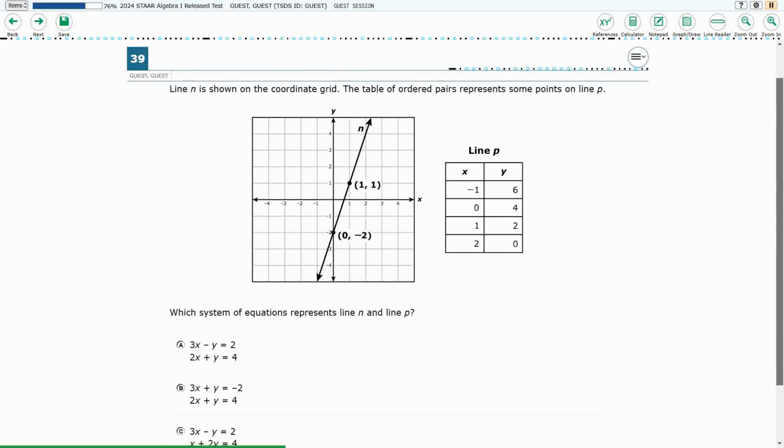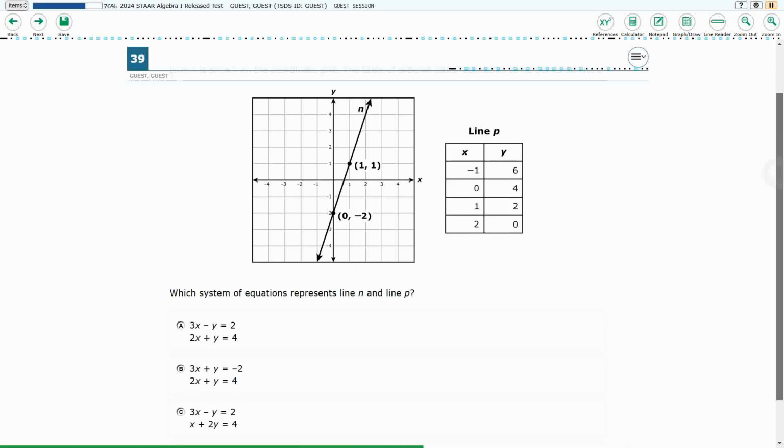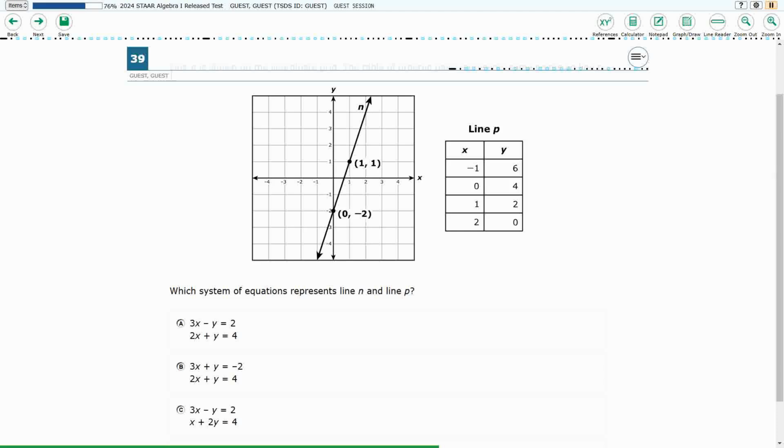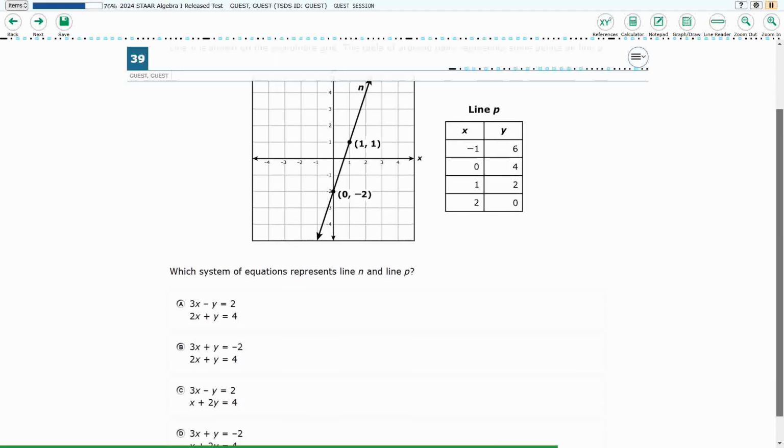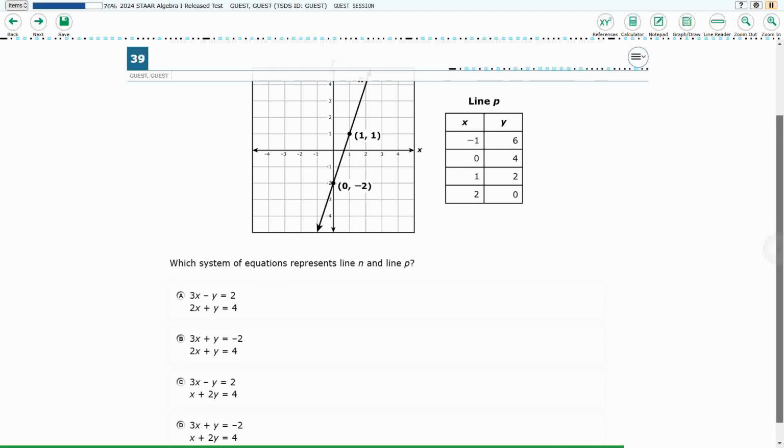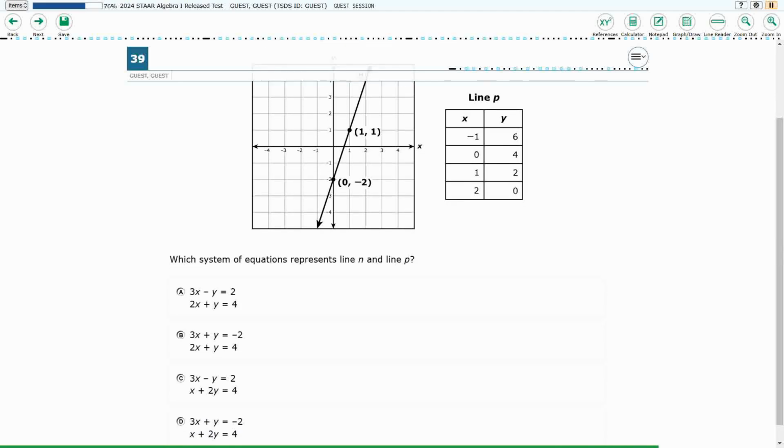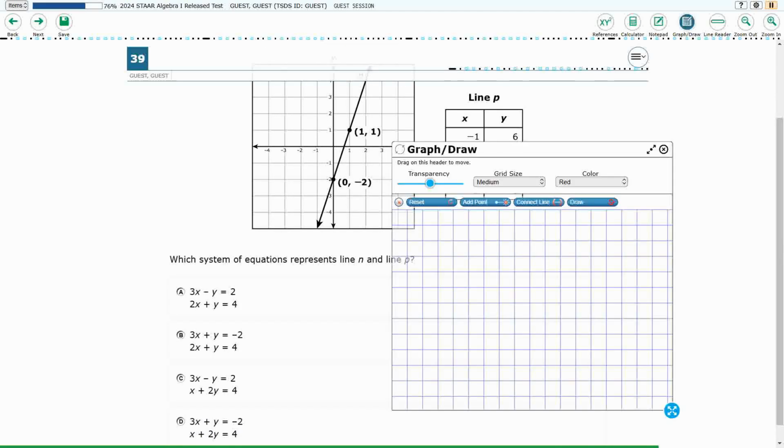All right, so we've got line N on the coordinate grid. We've got some ordered pairs here on line P. We need to find a system of equations that best represents line N and P, right? Let's scroll this down here so we can see our answer choices, and let's just write what we know about these.